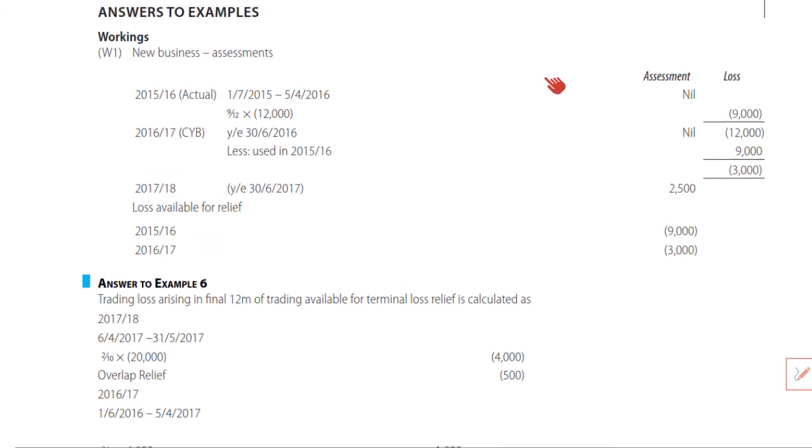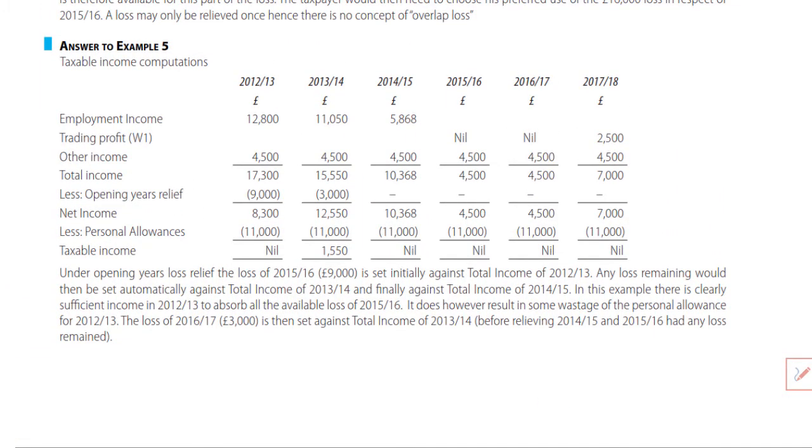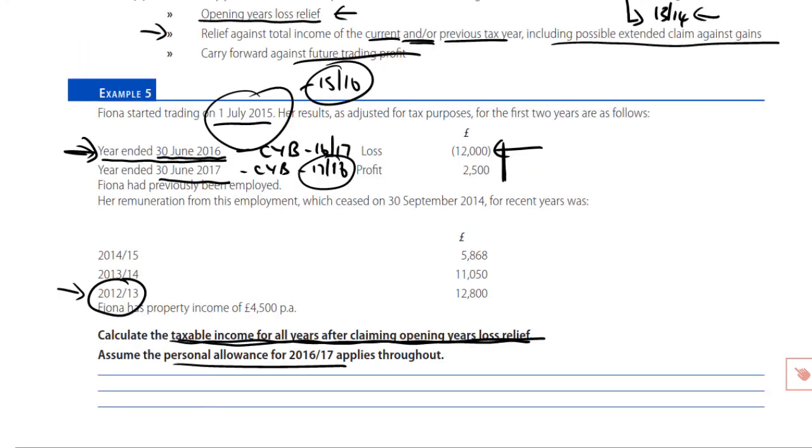Which means, as we've said, it's an awful lot of copying down here that we've got to do. So use your columnar format. The earliest year in which relief is available is 12-13, and we've come all the way through to our CYB assessments in 17-18 there. It's a question of copying down from the question. So back to the question, what did we have? We've worked our assessments, and there we've got figures of remuneration from employment, which ceased on the 30th of September 14, so as far as the 14-15 tax year, going all the way back to 12-13.